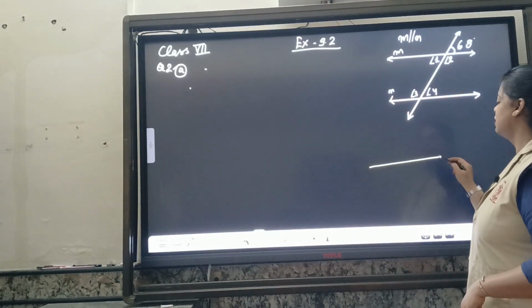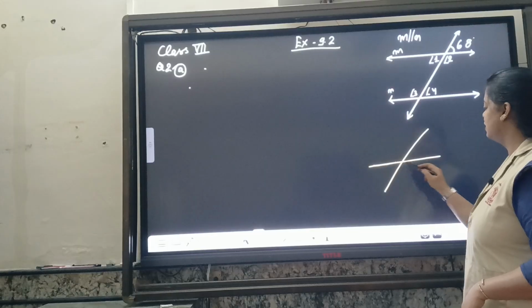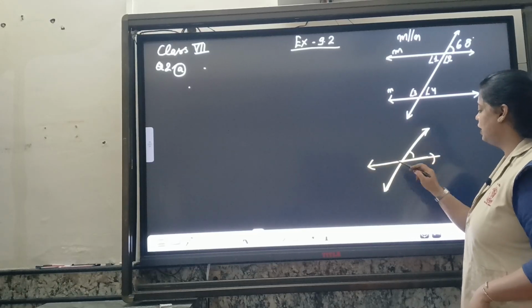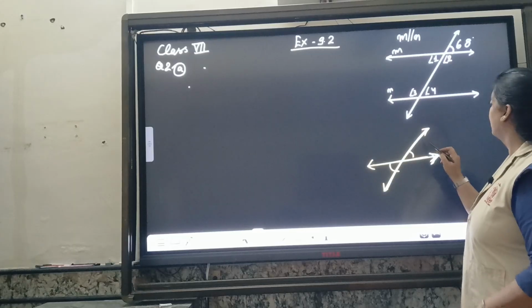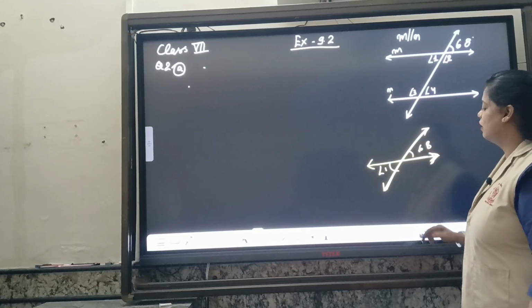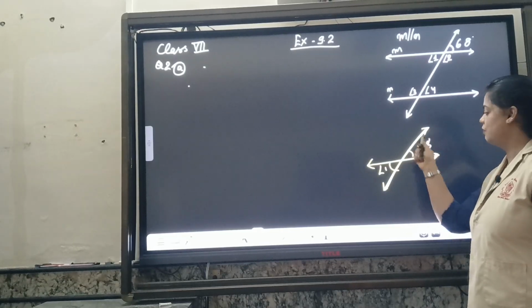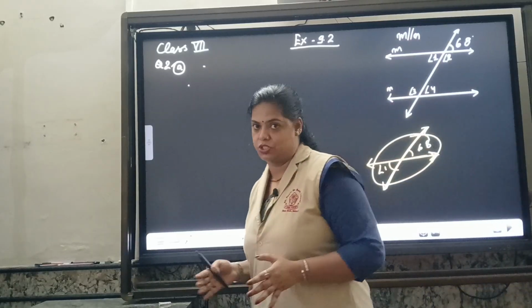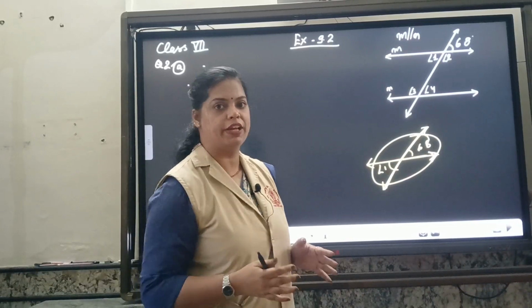angles like this line and this line. This is making a cross, so we can say these are known as vertically opposite angles. So angle 68 must be equal to angle 1. So this cross, we have vertically opposite angles. Without doing any calculation, by using one logic we are able to find out the value of angle 1.